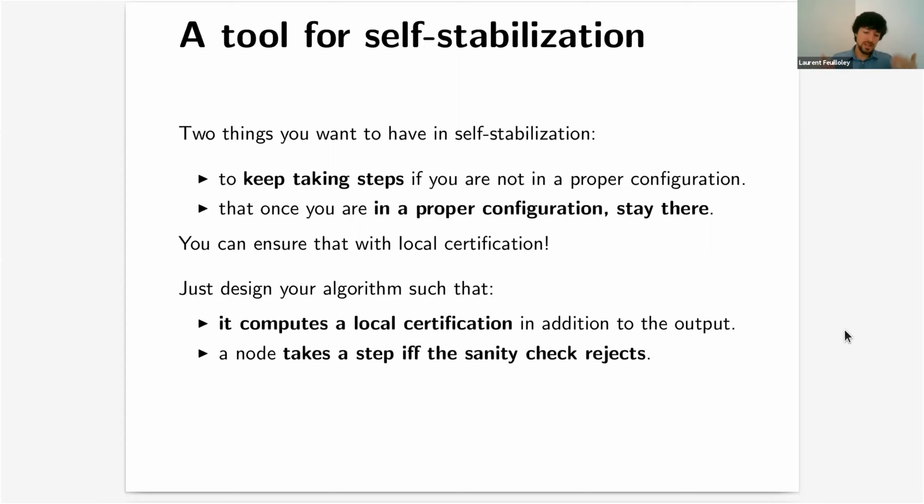Because once you are in a proper configuration, your algorithm has computed the local certification, you have the good labels, the sanity check accepts everywhere, you do not take steps, you've reached a good configuration, you're happy, and you stay there. And if you are not in a proper configuration, it cannot be that the memory is such that the sanity check accepts everywhere, but that was the no condition from before. So you're sure that there is at least one node where the sanity check rejects, and you know that there is one node that will take a step, and so you keep taking steps. Okay, so local certification for this kind of self-stabilization, it's really something you want, that's really a nice tool.